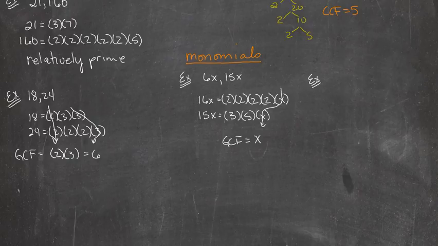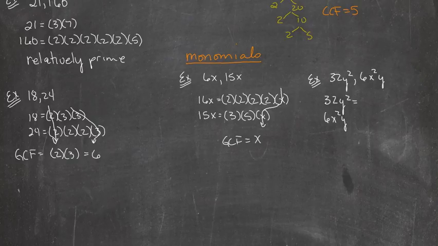Let's do another example. Let's do 32y squared and 6x squared y. Okay, this is our last example, and it looks like we're going to go out with a bang. 32y squared and 6x squared y.